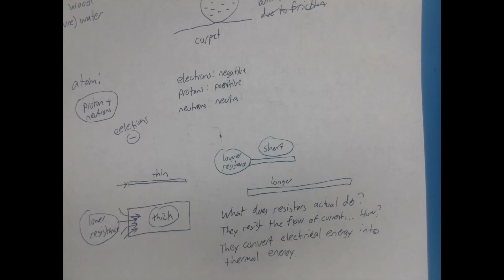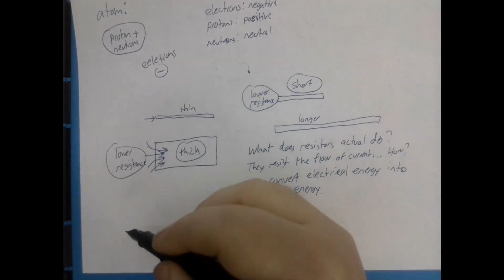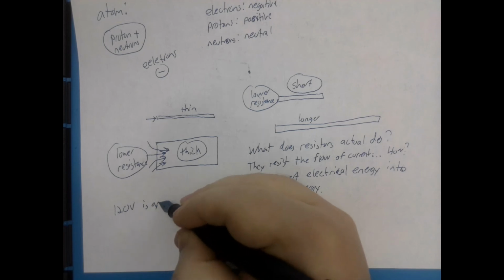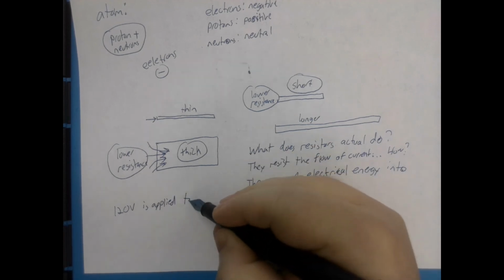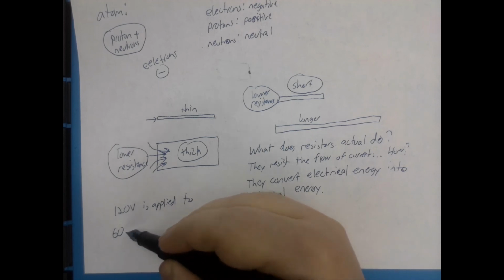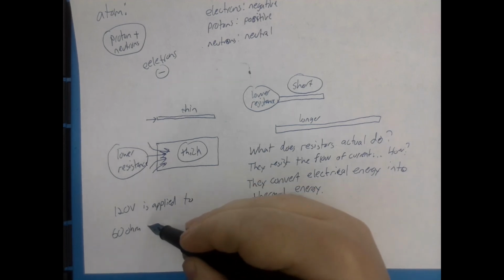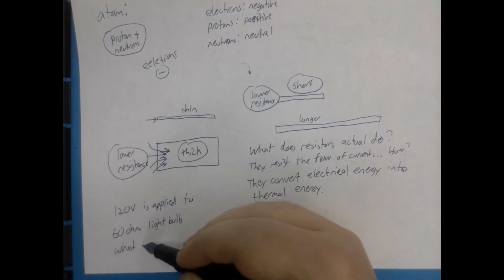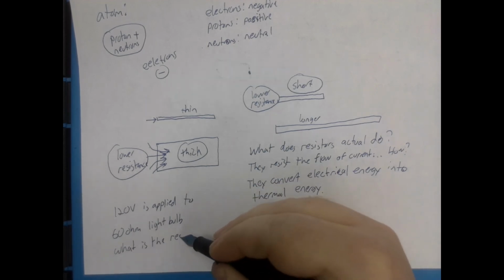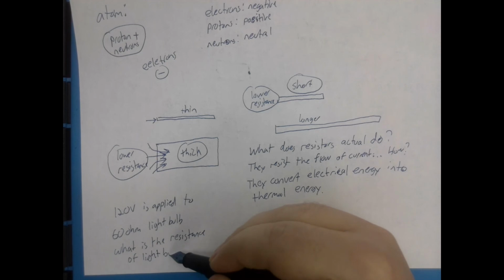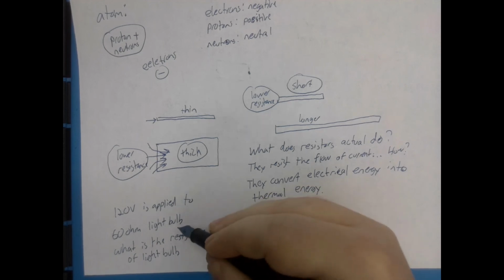There will be several Ohm's law questions. For example, 120 volts is applied to a 60 ohm light bulb. What's the resistance of the light bulb? What is the current?